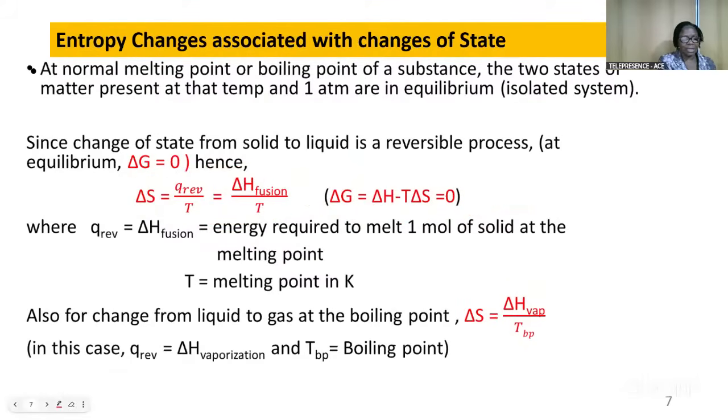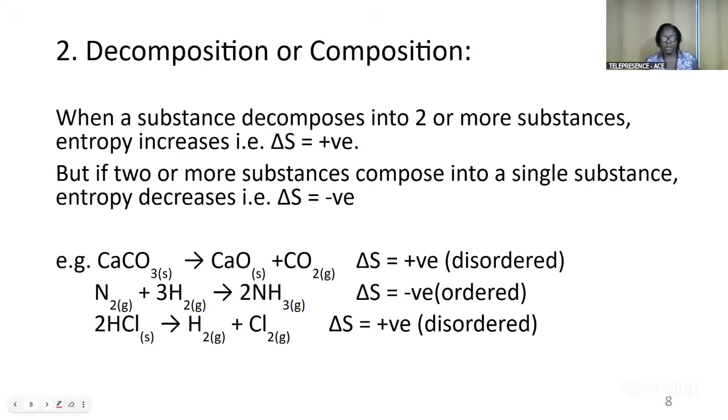So that is how they are related when you are talking about equilibrium expression to determine delta S. So let's move on to the second type, that is decomposition or composition. For decomposition or composition, just as the name implies, we have to ask ourselves, what is happening? What is happening in this system?